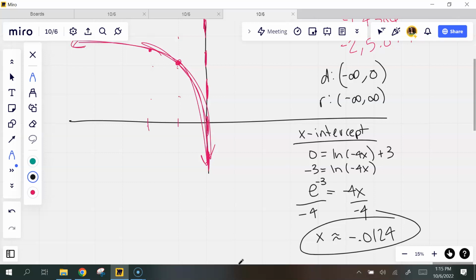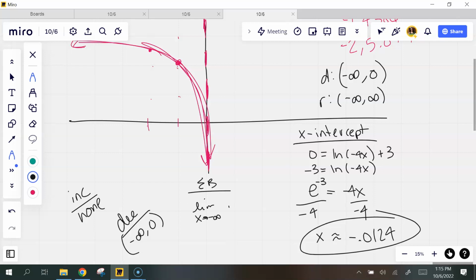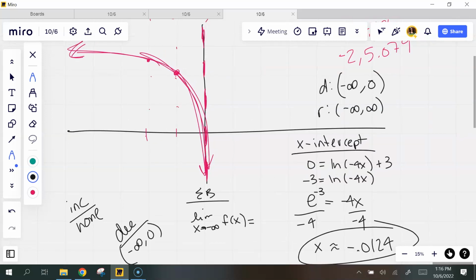Increasing intervals. Decreasing intervals. What are the end behaviors? The limit as x approaches, you said negative infinity, equals what? Oh, yeah, I know. Infinity. Why, Robert? It's going up. On the left end, it's going up. We saved the harder end for last.